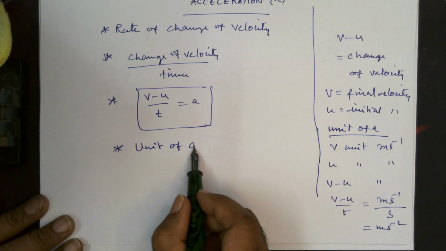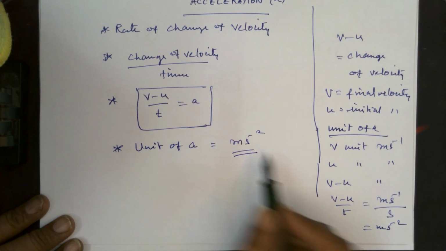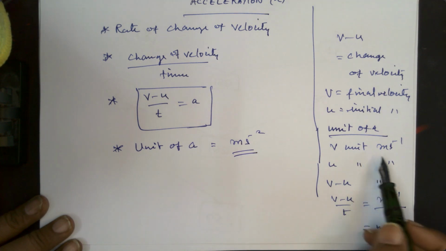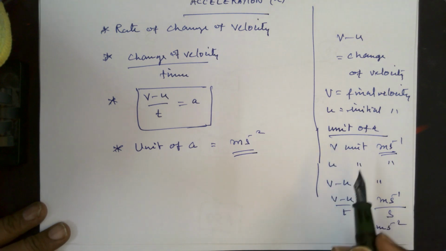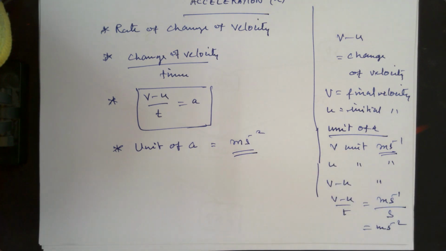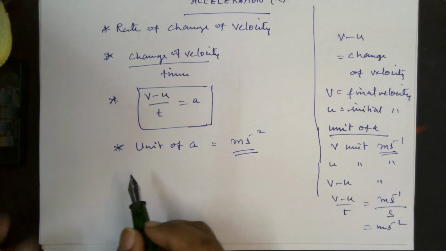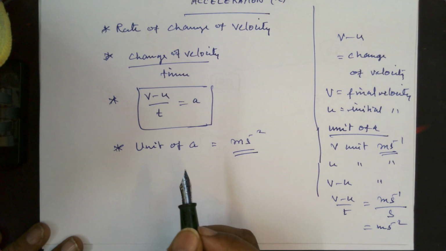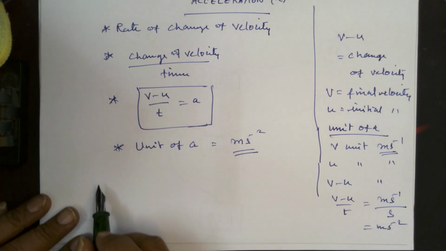So what is the unit of acceleration? Unit of acceleration is meter per second square. What is the unit of velocity? That is meter per second, whether it is final velocity or initial velocity or difference in velocity. In a uniform motion, the acceleration is 0. Why? Because v is equal to u.